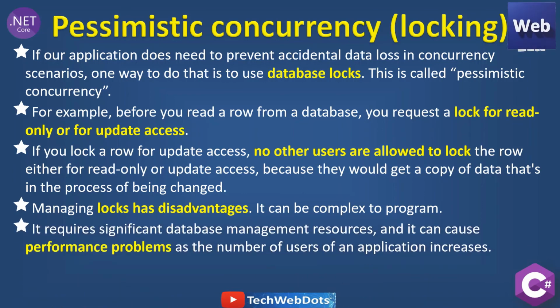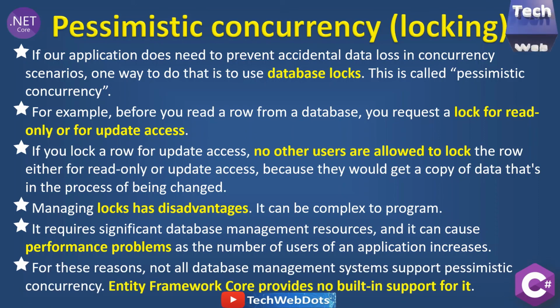Managing locks has disadvantages. It can be complex to program, it requires significant database management resources, and it can cause performance problems, because as the number of users of an application increases, we have to manage every lock, and that will increase the load on the server as well. So for these reasons, not all database management systems support pessimistic concurrency. Entity Framework Core provides no built-in support for it. Keep in mind, I am repeating again, Entity Framework Core provides no built-in support for it. I hope now these concepts are clear, because these are the prerequisites to understand conflict handling.